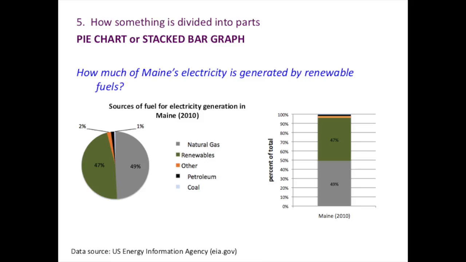A pie chart or a stacked bar graph are good ways to show how something is divided into parts. In this case, the research question is, how much of Maine's electricity is generated by renewable fuels? On the left is a pie chart showing all of the fuels used to generate electricity in Maine and how they are proportioned. And on the right is a stacked bar graph showing the same information.